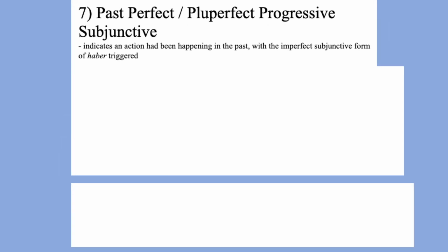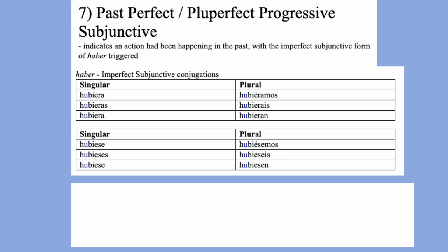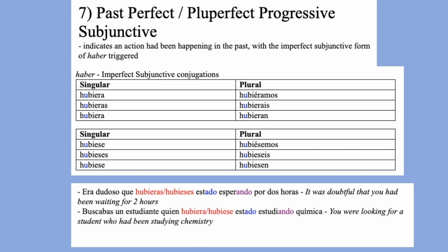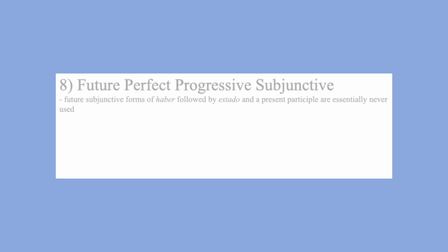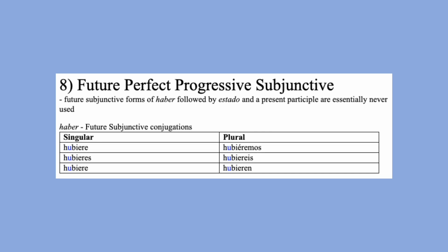The past perfect or pluperfect progressive subjunctive indicates an action had been happening with the imperfect subjunctive form of a verb activated. Era dudoso que hubieras estado esperando por 2 horas. Buscabas un estudiante quien hubiera estado estudiando química. No creí que hubiéramos estado practicando bien. And the future perfect progressive subjunctive is essentially never used.